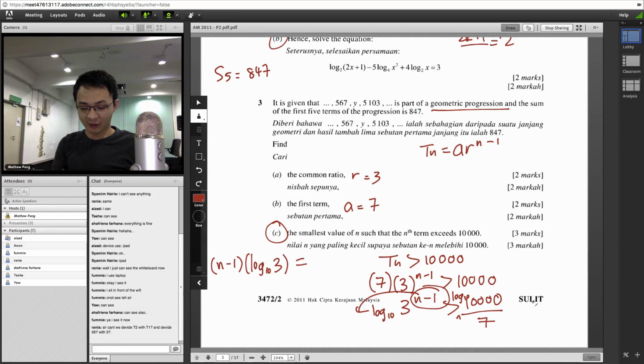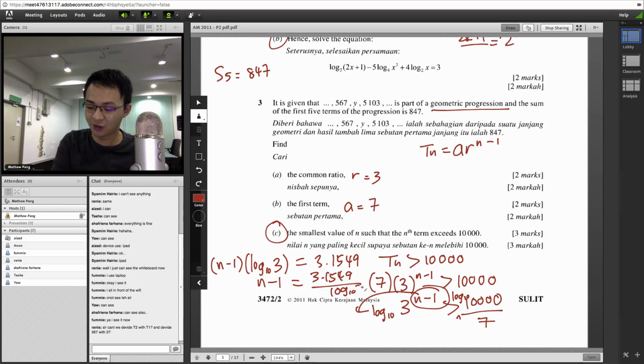Let me do 10,000 divided by 7 first, and then I log my answer. So over here you will get 3.1549. Then you just move the log 3 to the other side. It becomes 3.1549 divided by log 10 of 3, and then you just use the calculator.